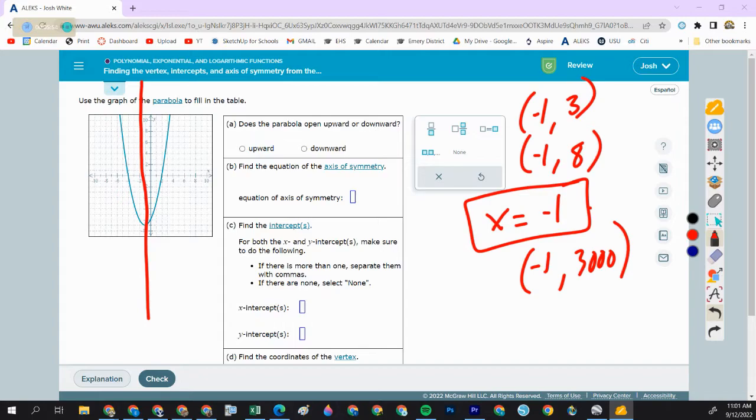Okay. X-intercepts, just pull them off the graph, -4 and 2. The y-intercept is going to be negative, what is that? 8. And then the coordinates of the vertex would be -1, -9.